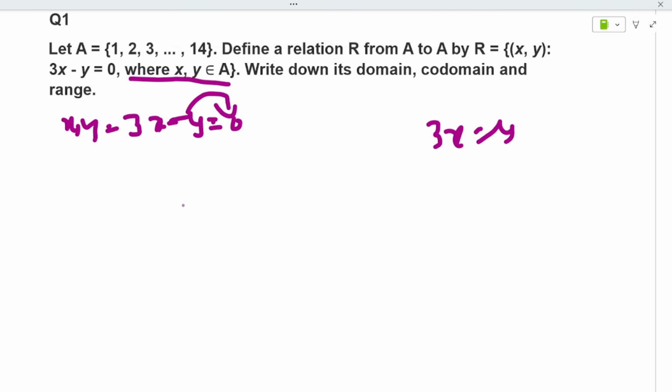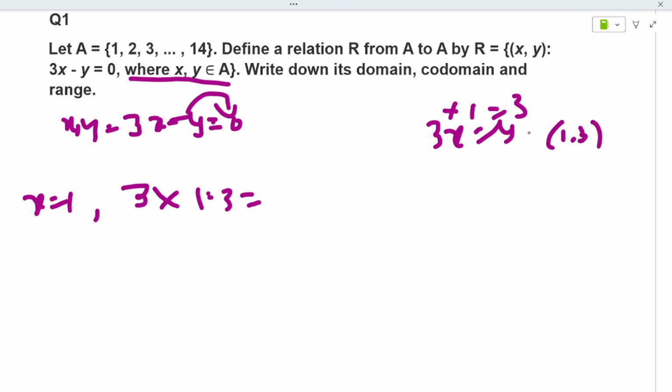Now 3x is equal to y means, substitute 1 for x. 3 into 1. Here let's take x is equal to 1. For x is equal to 1, 3 into 1 is equal to what? 3. Y means 3 into 1, you substituted, so you got the value of y as 3. So x value is 1 and y value is 3. Here let's write down (1, 3). I hope you got how I substituted this.